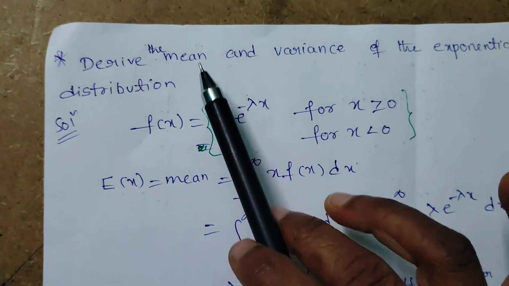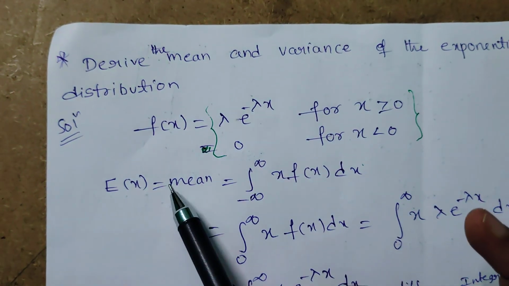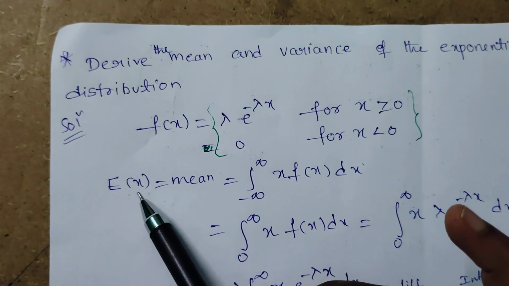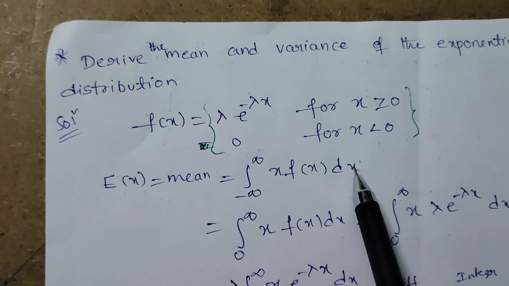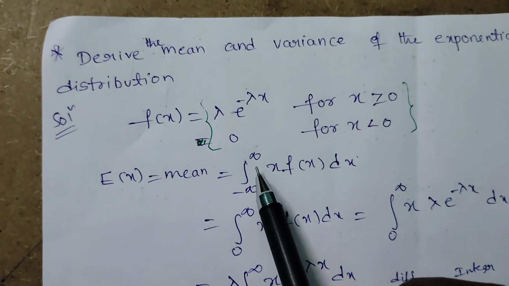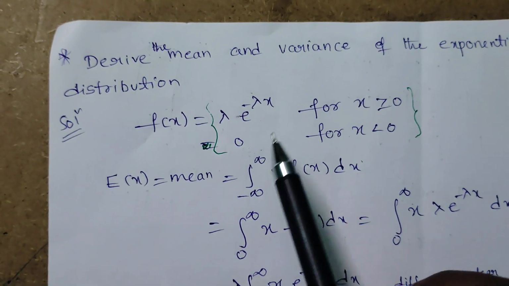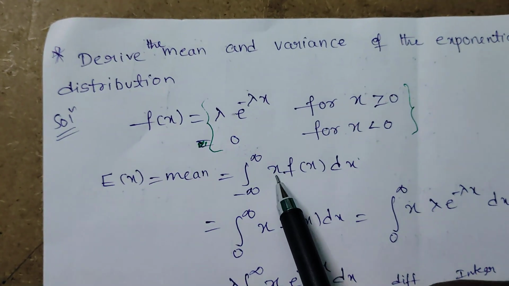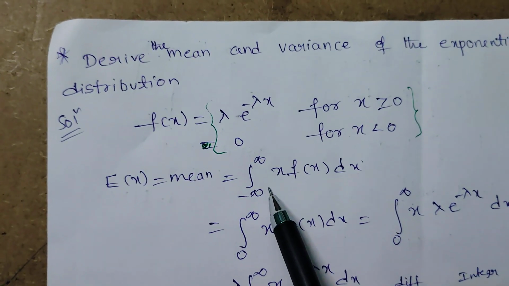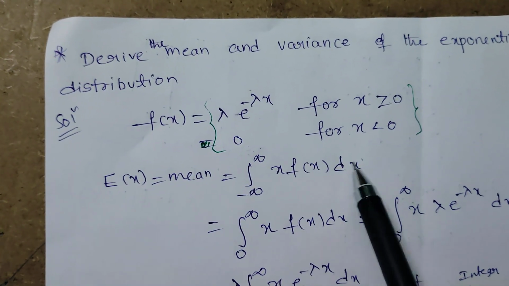Okay, we need to derive the formula for the mean. So the mean formula is what? We can denote the mean as E of x also. Integration from minus infinity to infinity of x f of x dx. Instead of integration, we use summation for a discrete distribution. Our chapter is continuous. That's why here we are using integration. Okay, so x f of x dx.